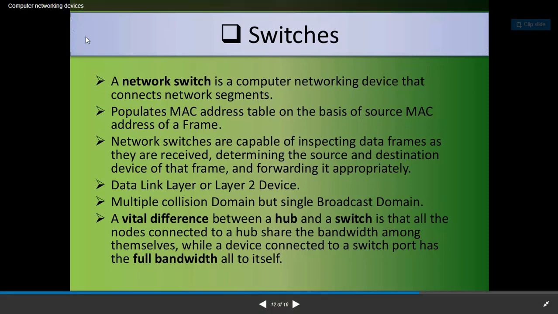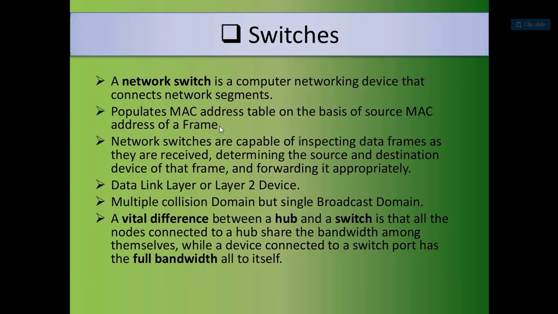So a network switch is a computer network device that connects network segments, populates the MAC address table on the basis of the source MAC address of a frame. So basically these switches can identify your machine with the help of a MAC address. When we pass information from A to B, it simply sends information between these two participants only. It does not broadcast to all the channels or to all the clients. So multiple or concurrent data communication can be carried out, which is not possible in the case of a hub.